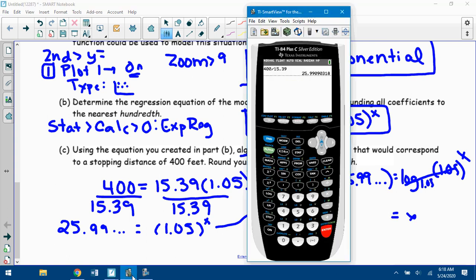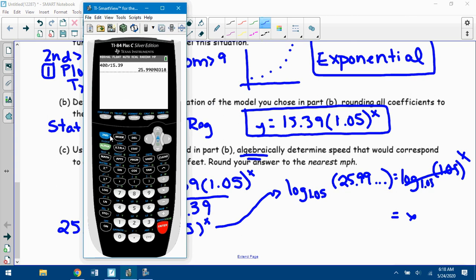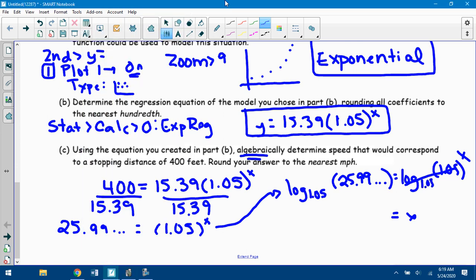And then as long as you have one of those newer calculators, if you do math, alpha, math, you'll get that log base. So log base 1.05 of that big number. Hit enter. 66.77 dot dot dot. It says round to the nearest mile per hour. So x is about 67 miles per hour.